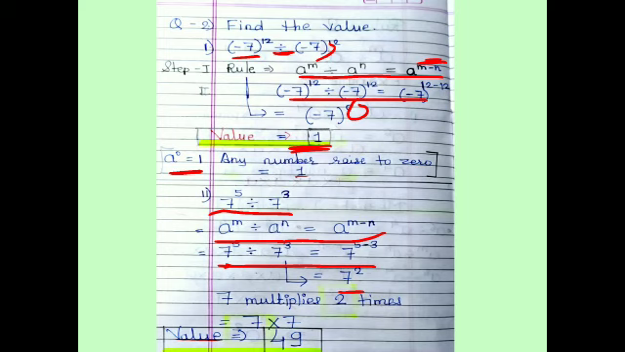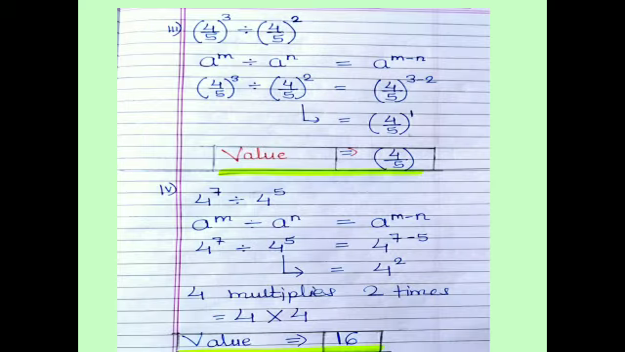7 raised to 2 means what? The number 7 is multiplied to itself how many times? Yes, 2 times. So 7 into 7. So what will be our value? You all have learned the table. 7 sevens are 49.